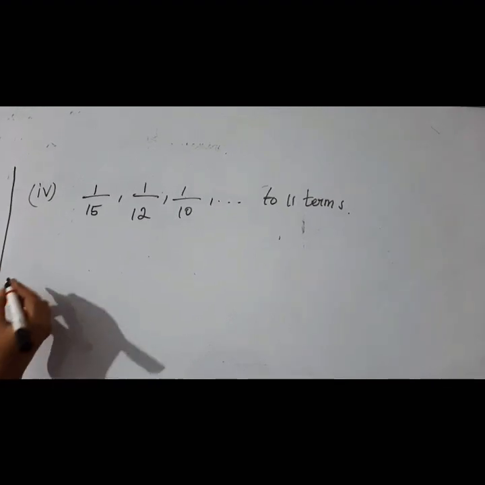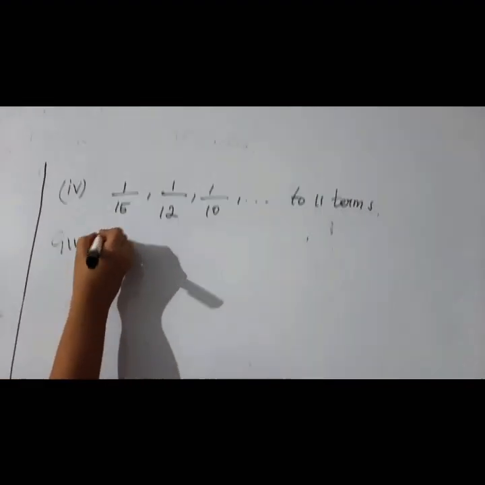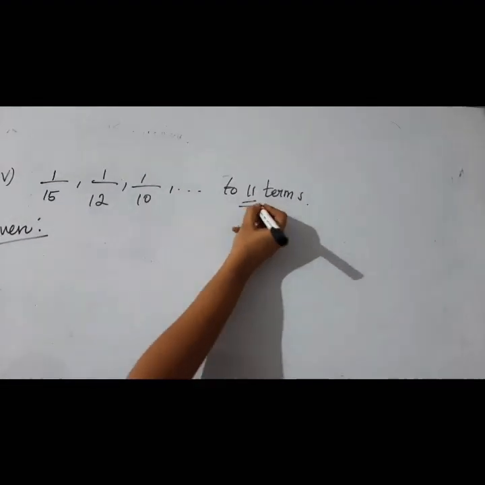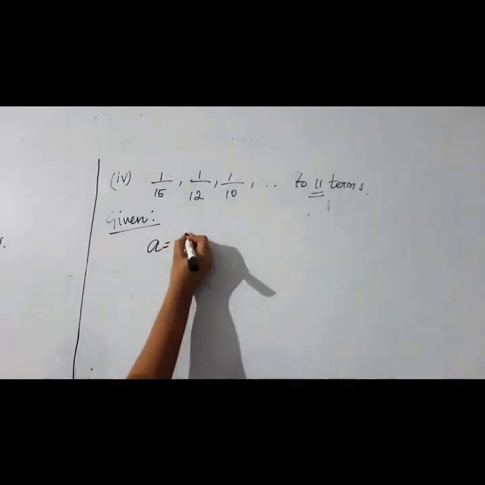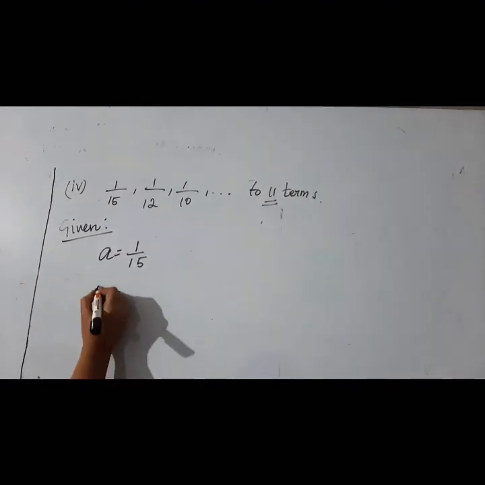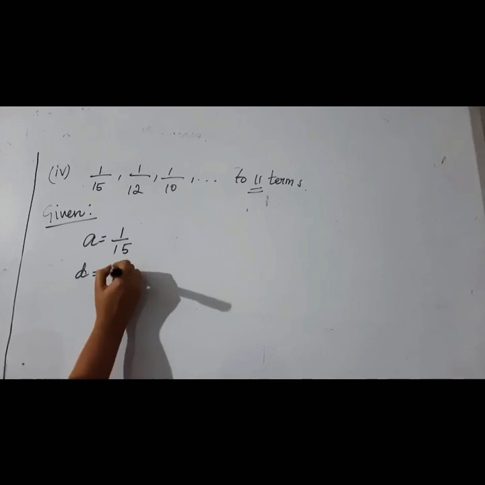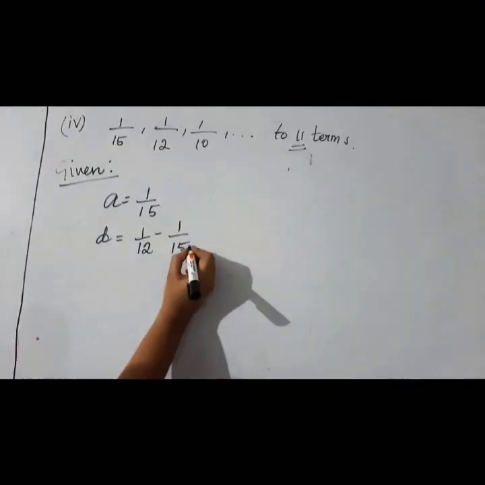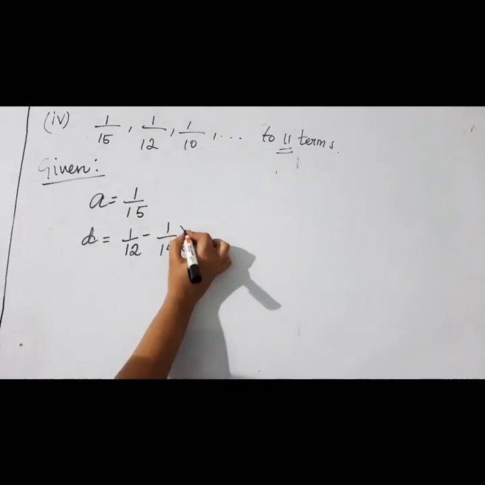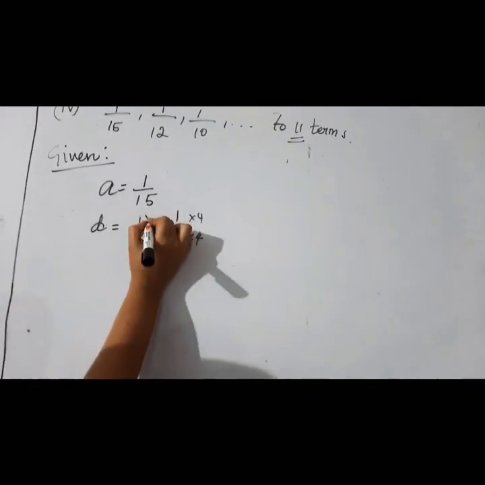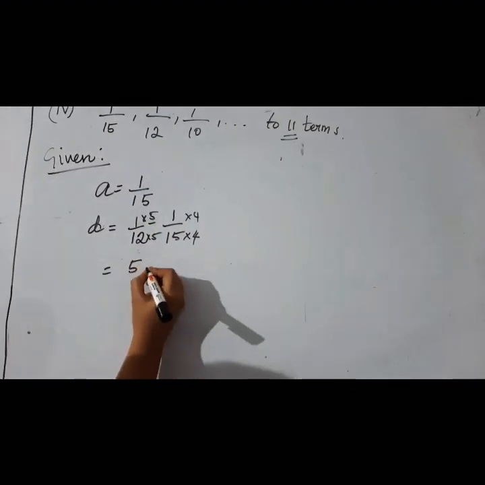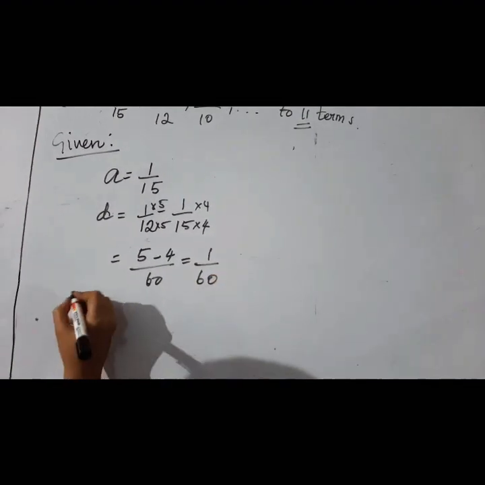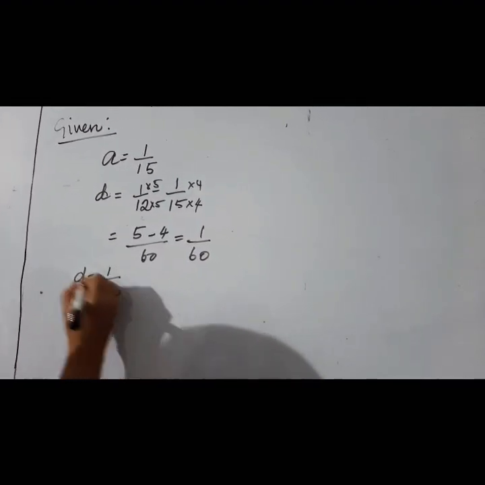In the next subdivision, they gave an AP which is an infinite AP and they asked us to find the sum for 11 terms. So what is given? a is given, the first term 1 by 30. Then how will we find out d? 1 by 12 minus 1 by 15. Take LCM, 60: 5 minus 4 by 60 gives you 1 by 60. So the value of d is 1 by 60.